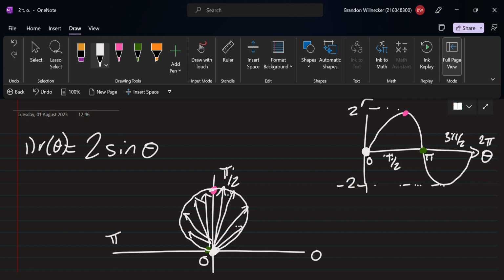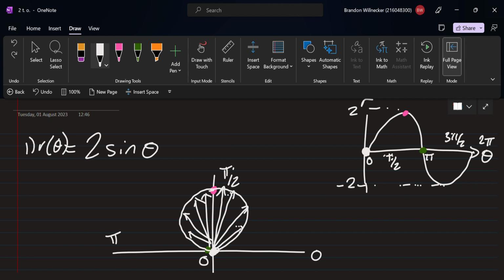What happens from pi to 2 pi? Now the radius here, or the distance, is negative. Now we can't have a negative distance, so what this means is that as the angle increases, instead of the radius or the distance going this way, we flip it 180 and we draw it the other way.